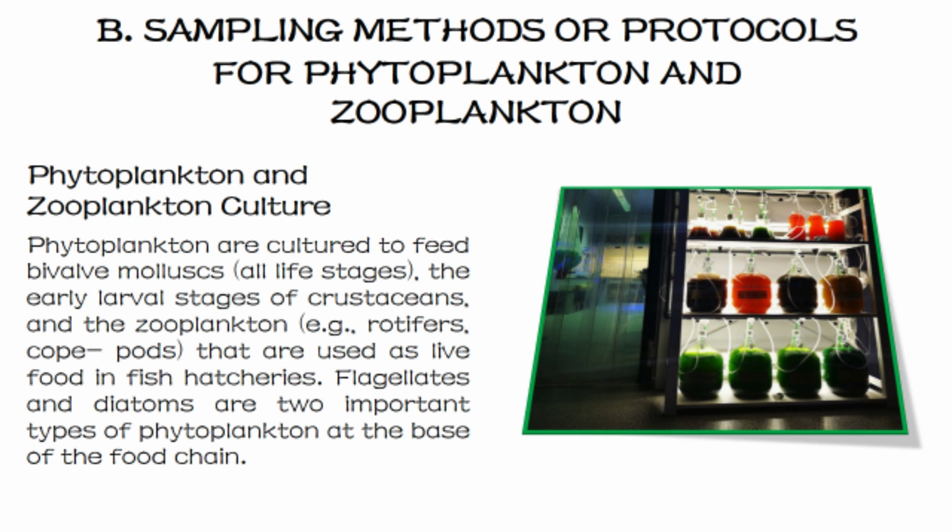Phytoplankton and zooplankton culture. Phytoplankton are cultured to feed bivalve mollusks at all life stages and the early larval stages of crustaceans, and the zooplankton are used as live food in fish hatcheries. Flagellates and diatoms are two important types of phytoplankton at the base of the food chain.